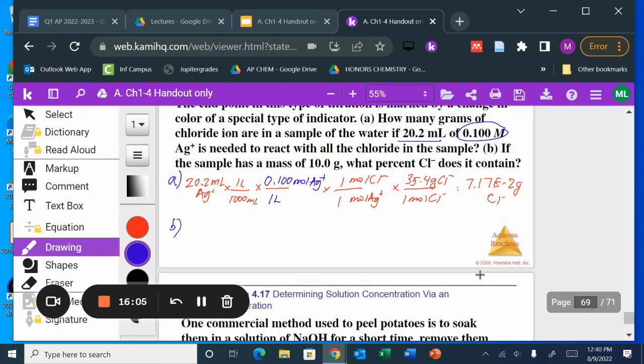And then letter B. If the sample has a mass of 10 grams, so that's the total on the bottom, the total sample, just like your lab where it was the 1.0 grams of the crystal. The percent Cl- will go on top: 7.17 E negative 2 grams times 100 is equal to 0.717% Cl-.